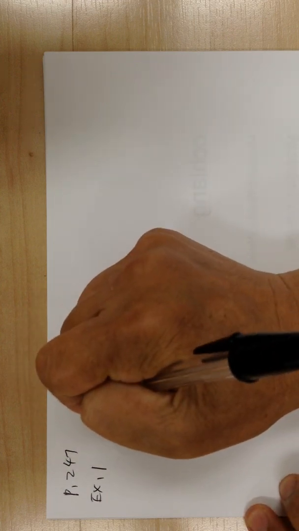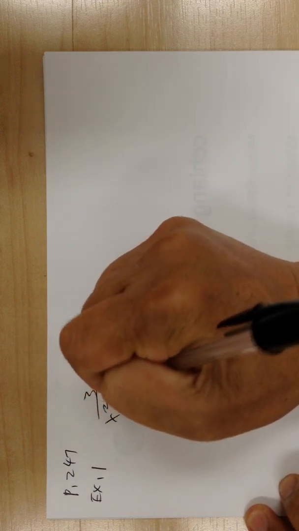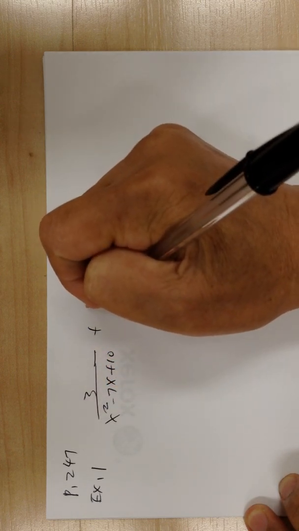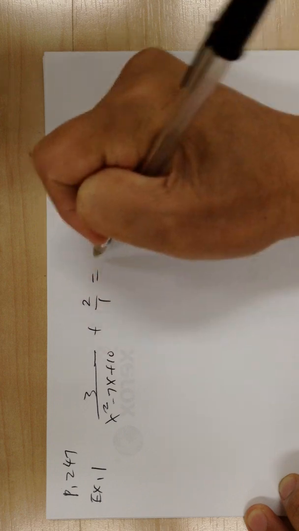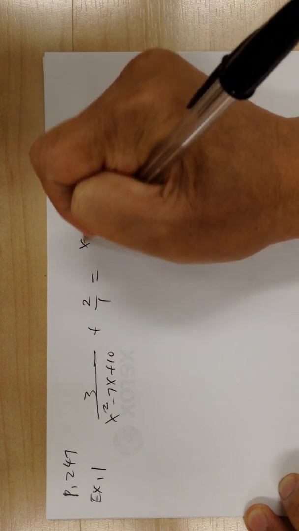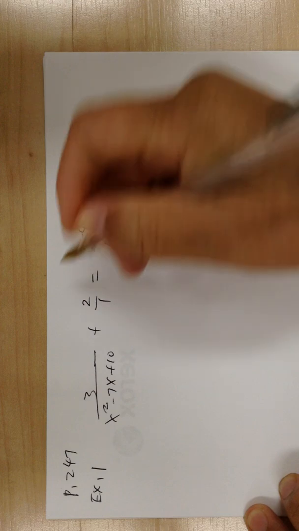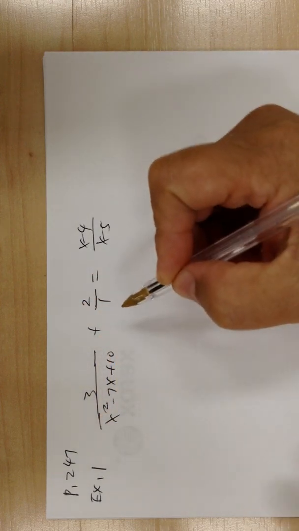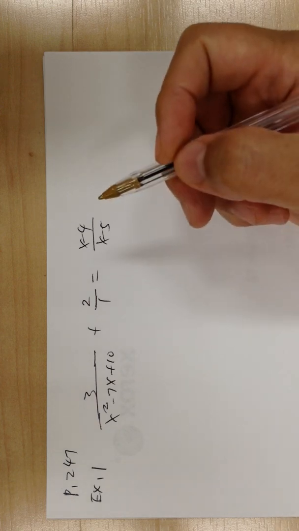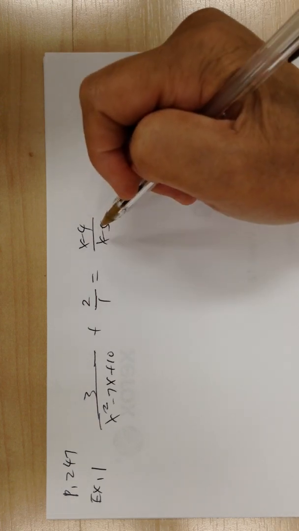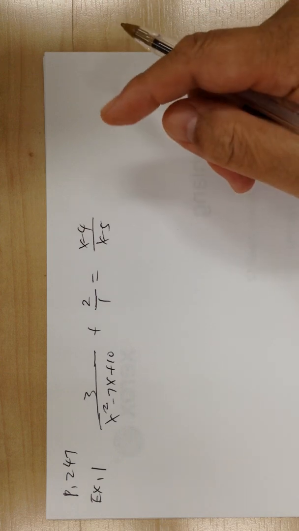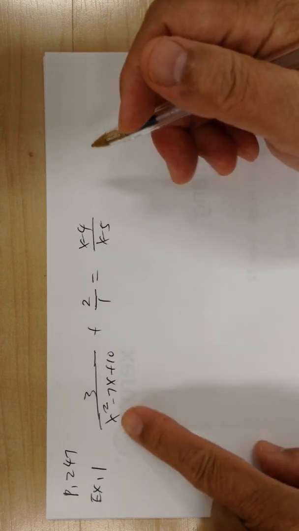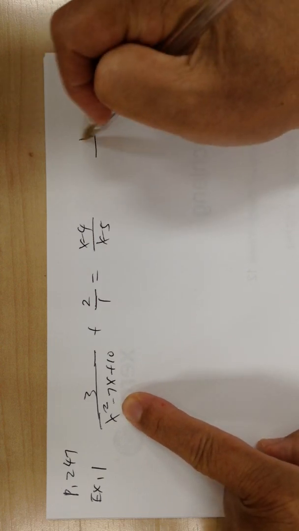So you have 3 over x squared minus 7x plus 10, plus 2 over 1, and this will equal x minus 4 over x minus 5. So this is an example of a fractional equation. You have an equation with fractions. To solve a fractional equation, you need to get the LCD. But to find the LCD, you need to factor this. So let's go to the side and factor this.